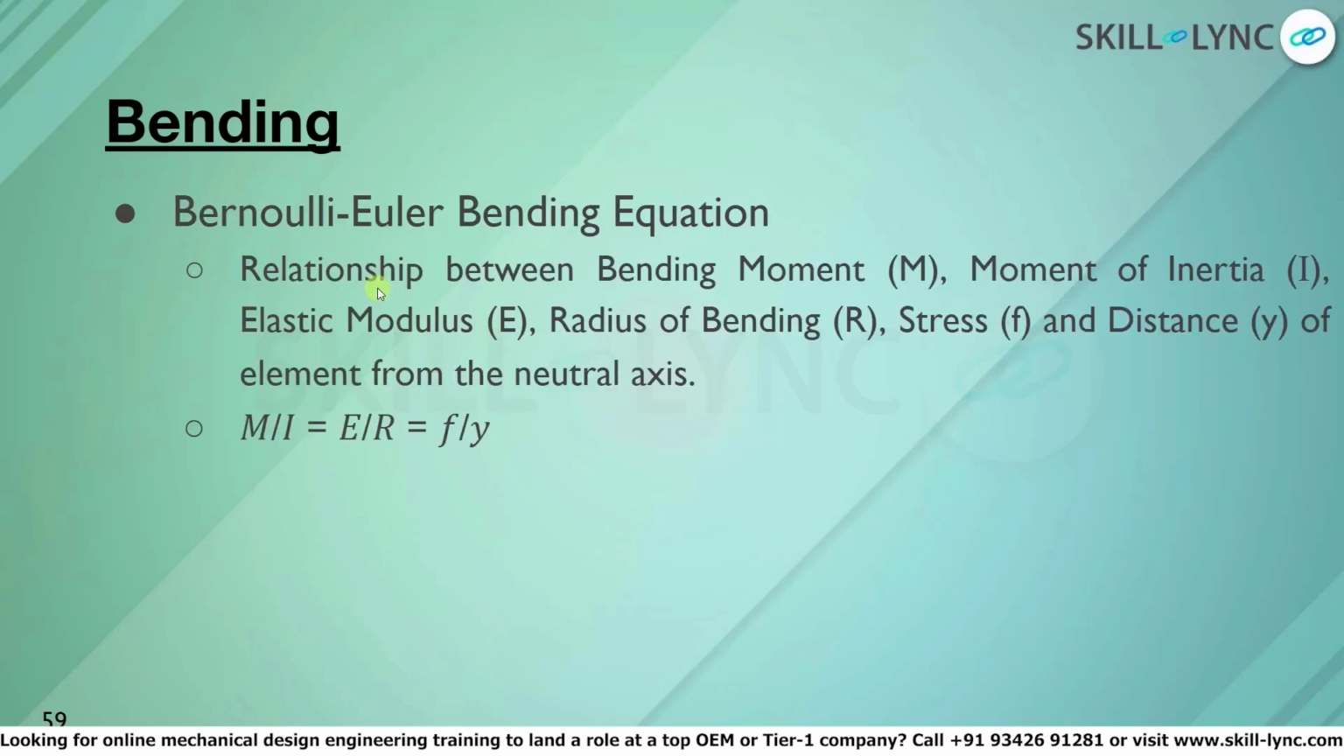So the Bernoulli-Euler bending equation is the relationship between the bending moment, moment of inertia, elastic modulus, radius of bending, stress, and distance of the element from the neutral axis. From the earlier equations, when we take all these into account, our Bernoulli-Euler bending equation will be M by I, which is equal to E by R, equal to F by Y.